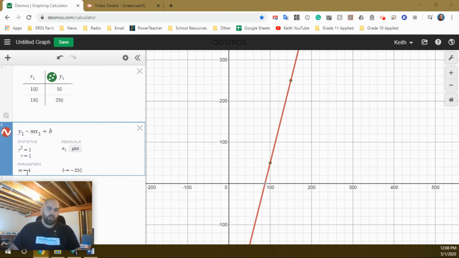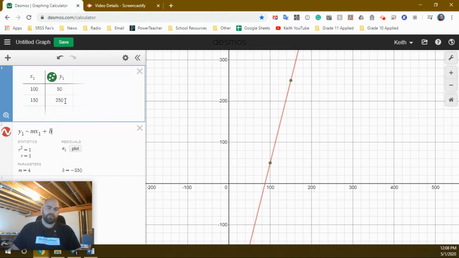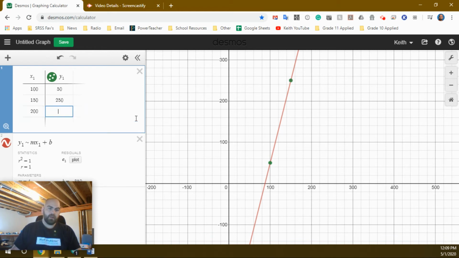Where our slope is 4, so m is 4, and our y-intercept is negative 350. So this regression formula is giving us our slope and our y-intercept of these 2 points right here. Okay. Now, let's say that we have a third point that is not actually on the line. I'm going to add a third point that's going to be a little bit off. So let's say with 200, it's only 350.